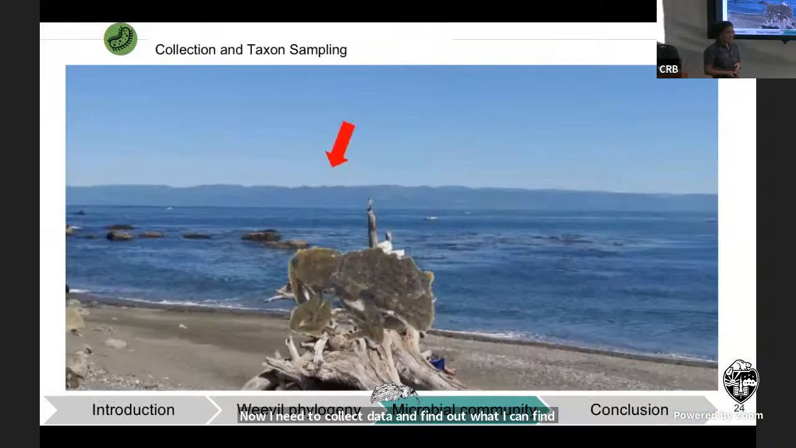So I went out to the field. Again, it was the pandemic, so I was a little bit restricted in terms of where I could go. But I did most of my collecting in Oregon and Washington, and the rest of the specimens I got on loan from various museums, such as the Canadian National Insect Collection and the University of Alaska Museum.